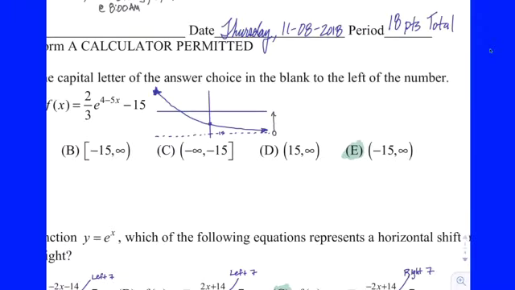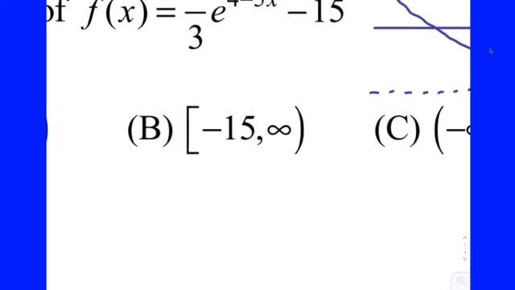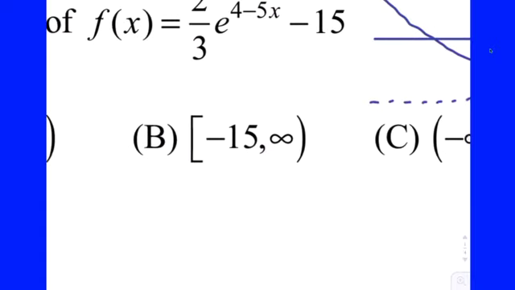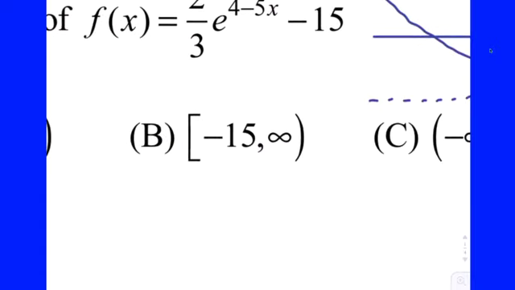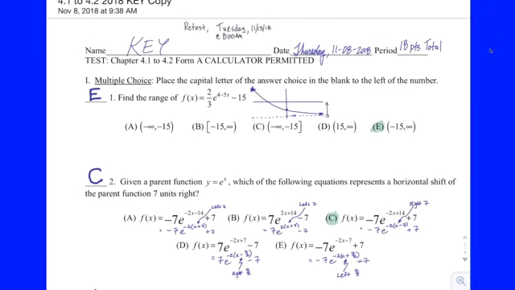Okay? If you chose B, then you are really, really close, right? In fact, you are so close to the horizontal asymptote, you're on it somehow, and that's not possible. So anyway, any question on number one? Notice I sketched it, right? A quick sketch can help you answer the question correctly.